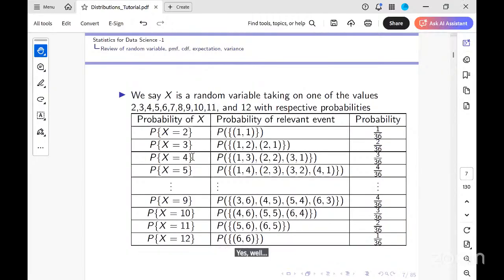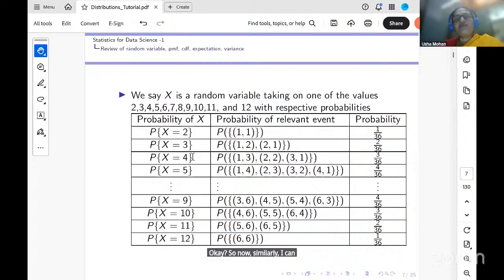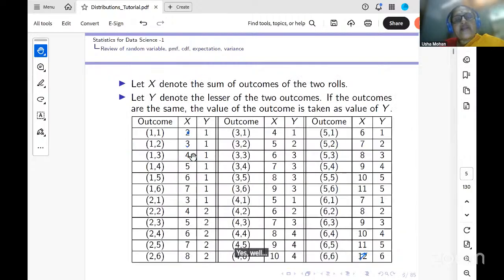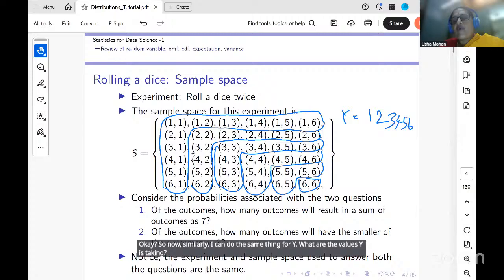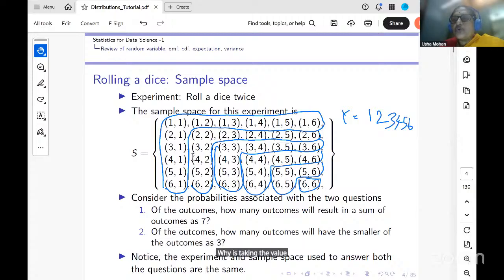Now similarly, I can do the same thing for y. What are the values y is taking? Y is taking the values 1, 2, 3, 4, 5, and 6. So what is the event that is associated with y taking the value 1?